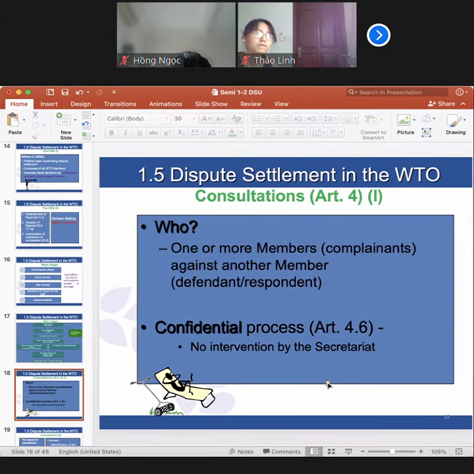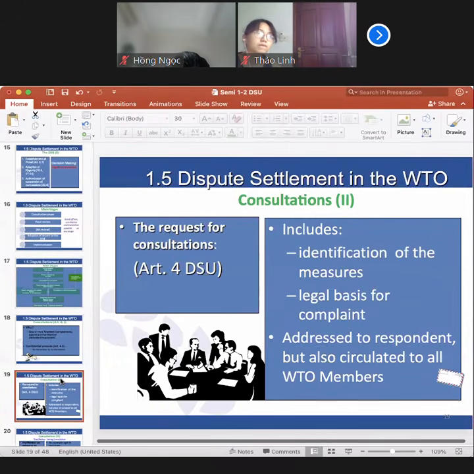That means things are prepared and done at first by the complainant party. When they submit their request for consultations, it needs to include the violation. It needs to clarify what exactly the violation is in the case, and the complainant party also has to state or define the legal basis for its complaint. So here is what has to be included in the request for consultations.